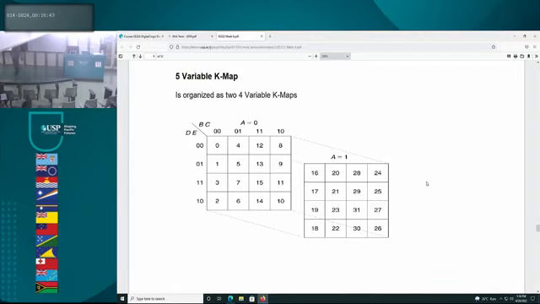How do we arrange 32 cells? You stack it. This is the word, stack. You stack your Karnaugh map. You make a 4x4, and you put another 4x4 right on top of it, okay? Obviously, if you look at it, that's B, C, D, E, and A is equal to 0 for the upper layer, and A is equal to 1 for the lower layer.